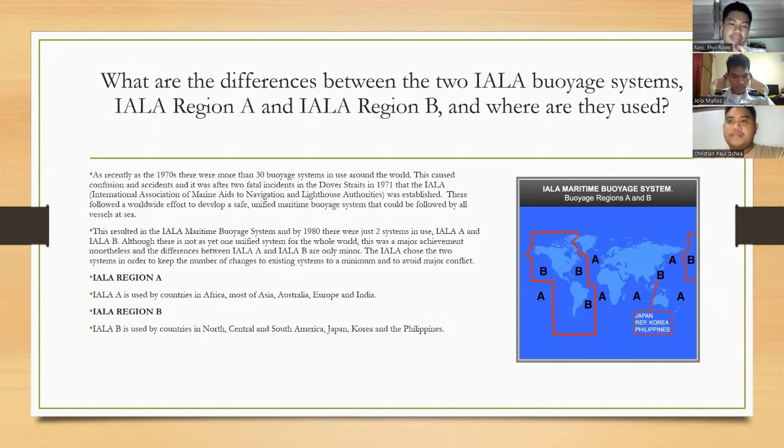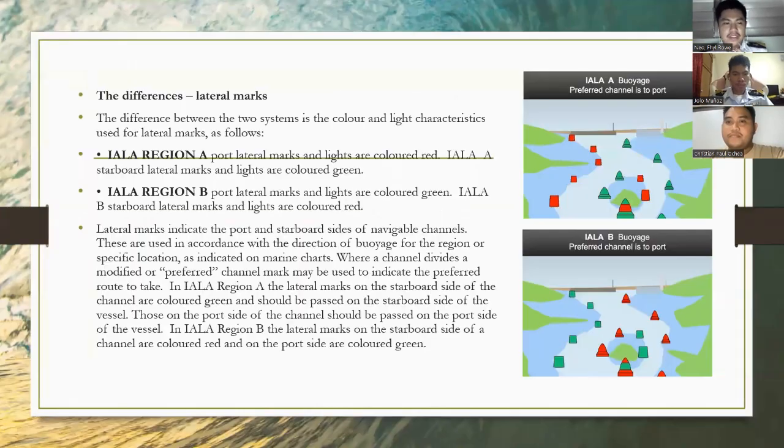The differences between IALA A and IALA B are only minor. The IALA chose the two systems in order to keep the number of changes to existing systems to a minimum and to avoid major conflict. IALA Region A is used by countries in Africa, most of Asia, Australia, Europe, and India. Region B is used by countries in North, Central, and South America, Japan, North and South Korea, and the Philippines. Now, the difference in lateral marks.